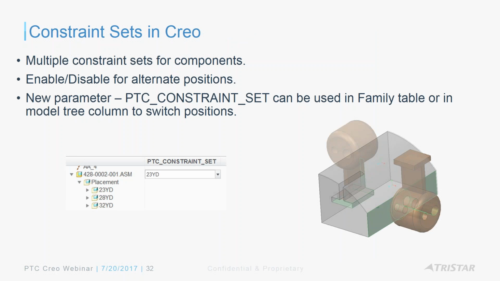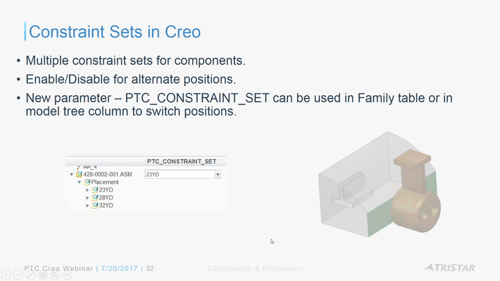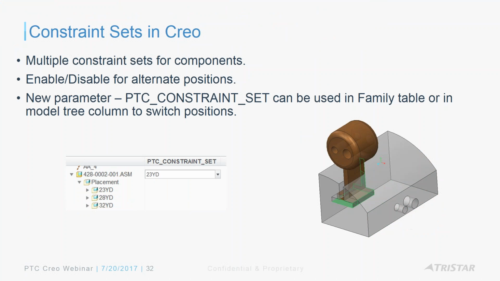And whenever you do assembly, sometimes there are situations where I might want the same component to be in two different positions. How is it possible? Just assemble it with multiple constraint sets, and you can switch from one constraint set to the other by using a parameter in your model tree called PTC Constraint Set. So as you can see here, I have three constraint sets, and I can select any of those constraint sets, and that will become active. I can even use this in a family table, wherein I could use that parameter to switch the position of the part.